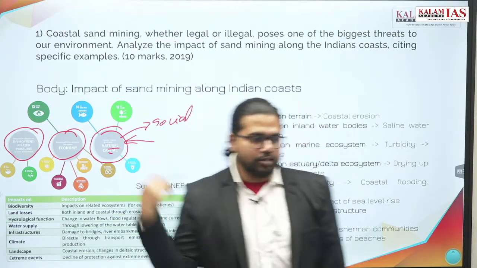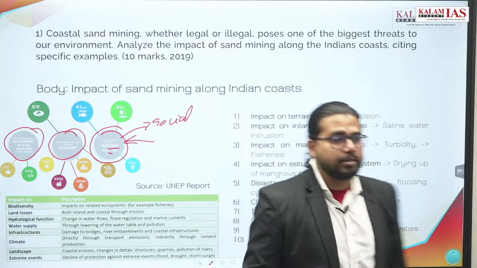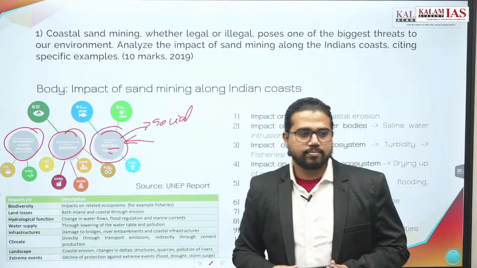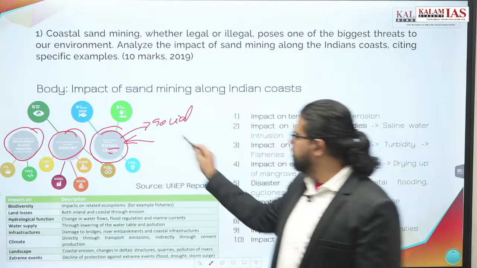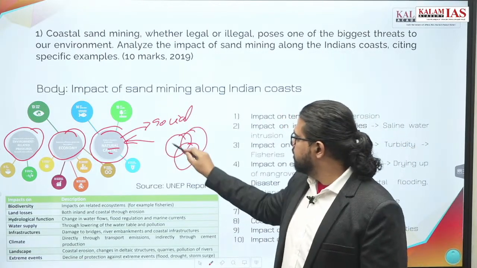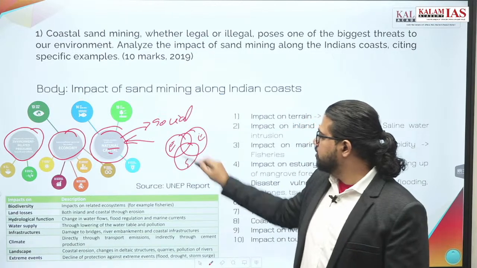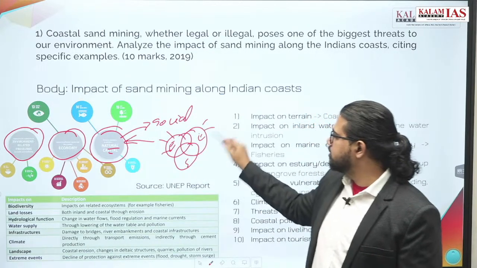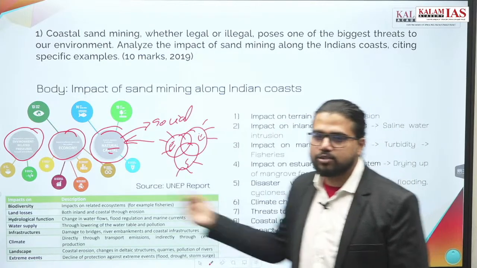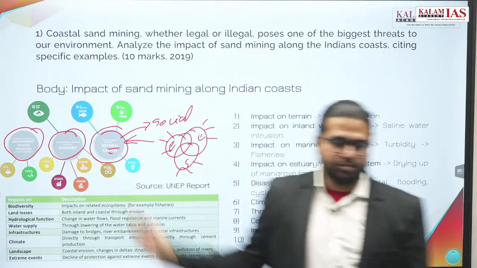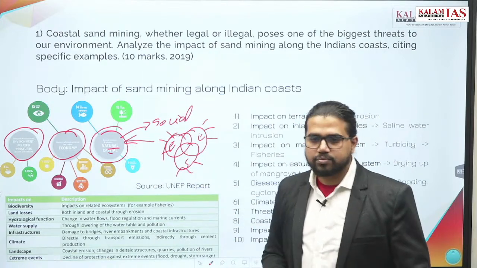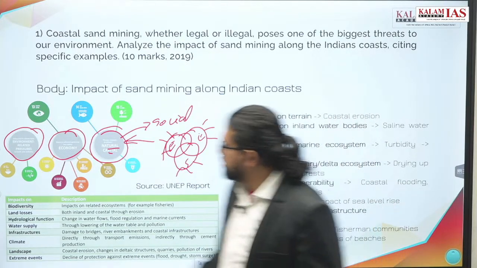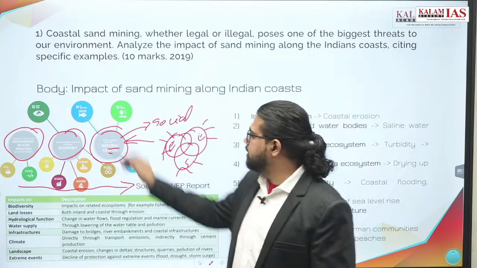Has anyone followed this? How did you generate points? Like in sustainable development, we discussed this: environment, economic, social. So you can think along these lines, the impacts of coastal mining on different aspects, not just limited to environmental aspects. What else? You can think along SDGs.